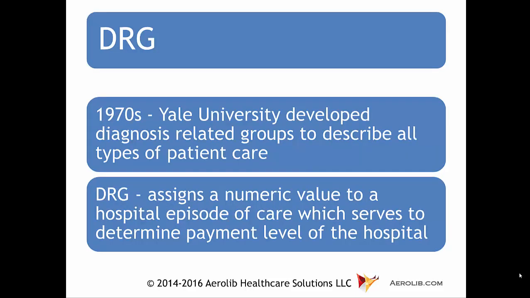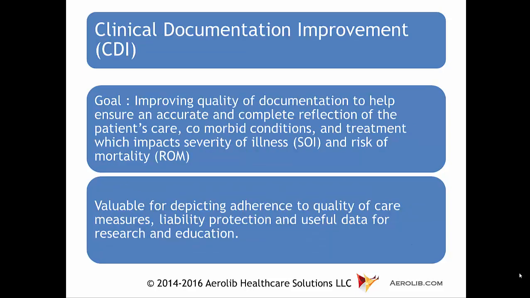DRG. A brief history on that. In the 1970s, Yale University developed diagnosis-related groups to describe all types of patient care. It assigns a numeric value to a hospital episode of care which serves to determine payment level of the hospital. Over time, DRG technology has evolved to include changes in healthcare delivery and advances in medicine. It also served hospital needs of data management, reimbursement, and comparability, besides benchmarking and other types of research.